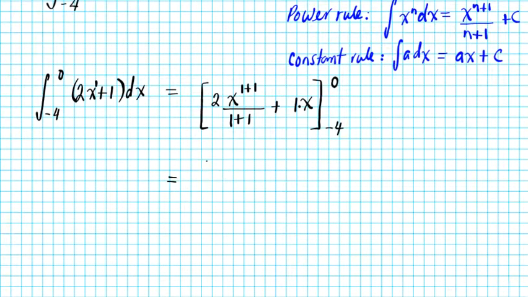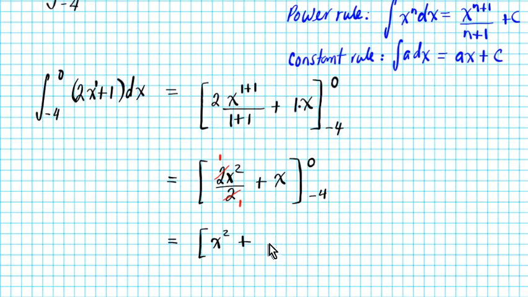We have 2x to the second power over 2 plus x, evaluated at 0 minus what you get when you evaluate it at -4. And then we can simplify further. The 2's divide out. So we have x squared plus x, evaluated from -4 to 0.